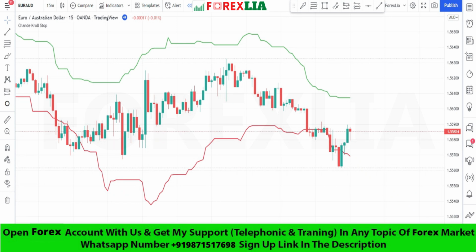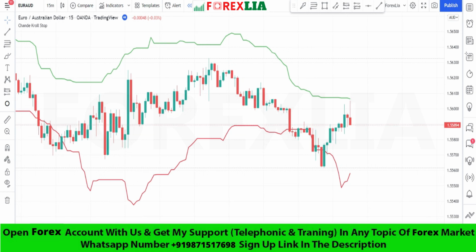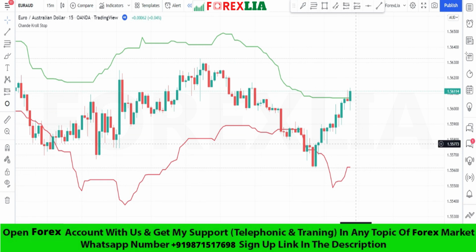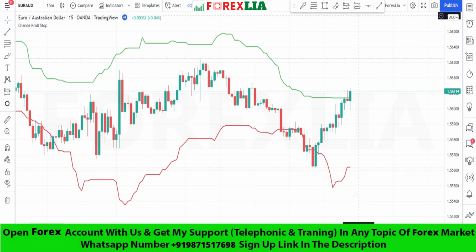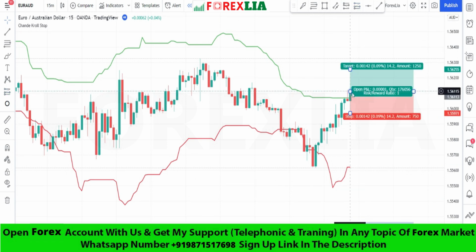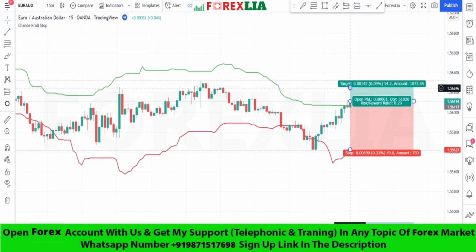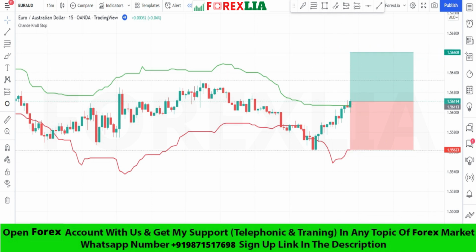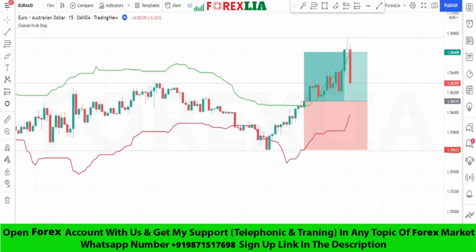If market break Chandelier Stop indicator upward, then we take a buy trade. Here is buy signal confirmation. We place buy trade here. Set stop loss previous low point. Set profit target 1:1. We won this trade. Second indicator.